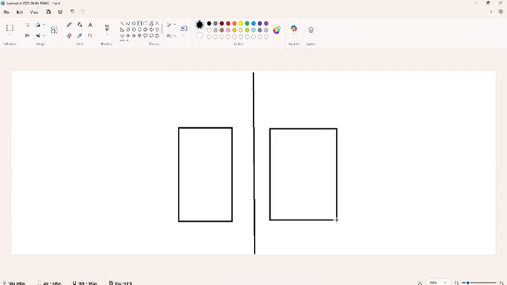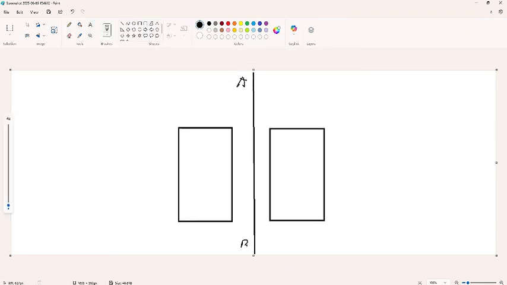This is a rectangle, and this is a line of reflection. ABCD gets reflected across this line to get A prime, B prime, C prime, D prime.